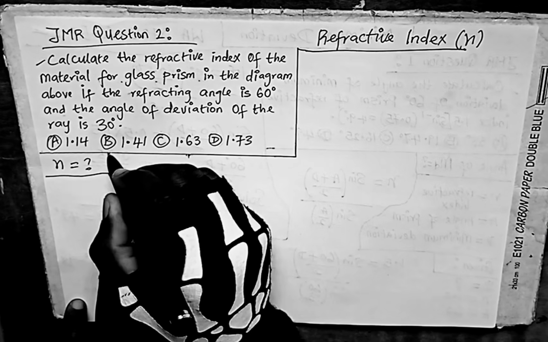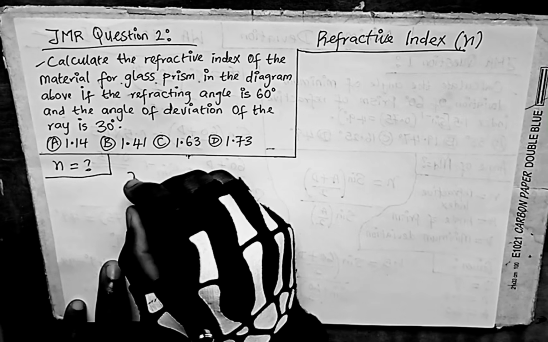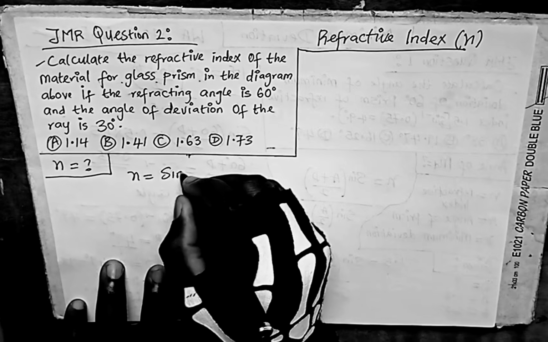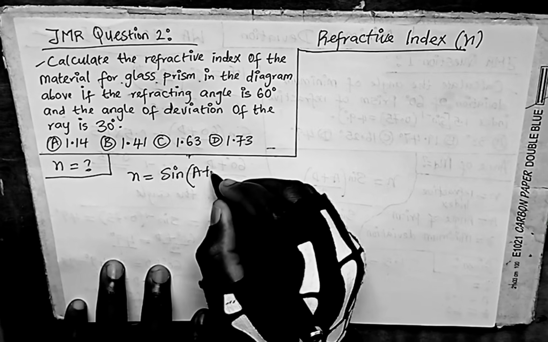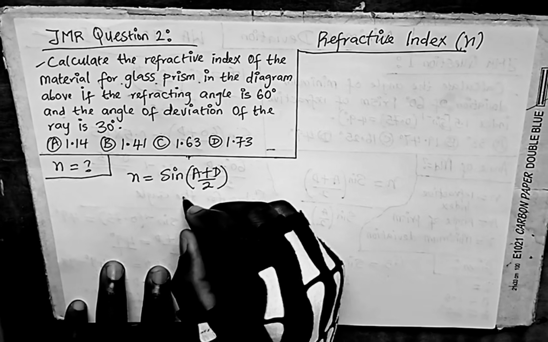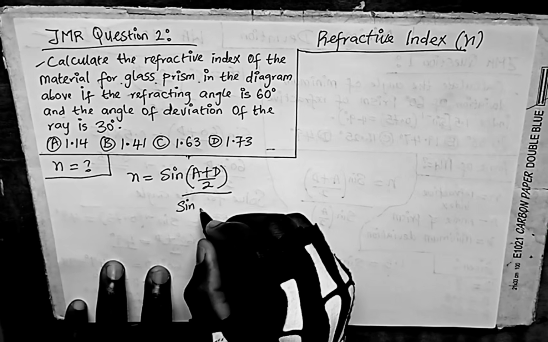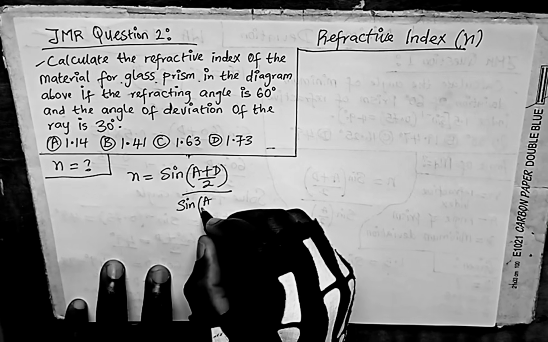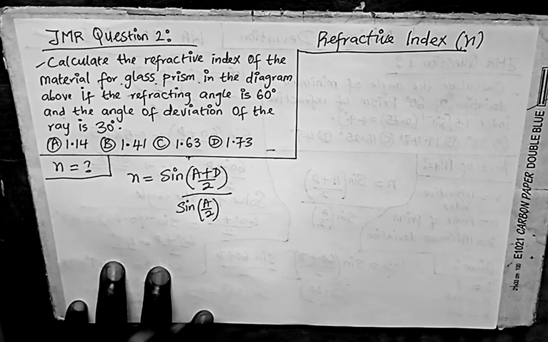So the formula of refractive index is what? Refractive index is equal to sine, bracket open, A plus D, over 2, bracket close, over sine, bracket open, A over 2, bracket close. So this one is the formula.